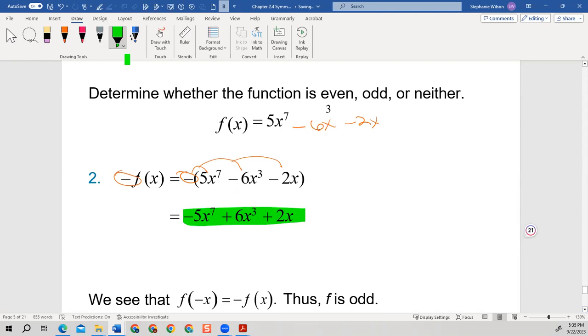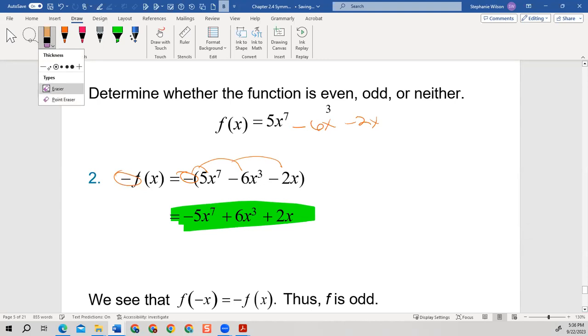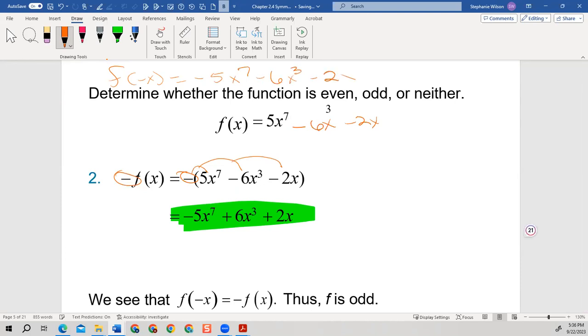So what is it saying? It's saying that this here, after we applied it, is actually equal to the change that we made when we said negative f of x, right? Remember that gave us this. Oh, positive, because we had negatives coming out of those odd powers. So this is equal to this. And since it is, we're going to call it an odd function.